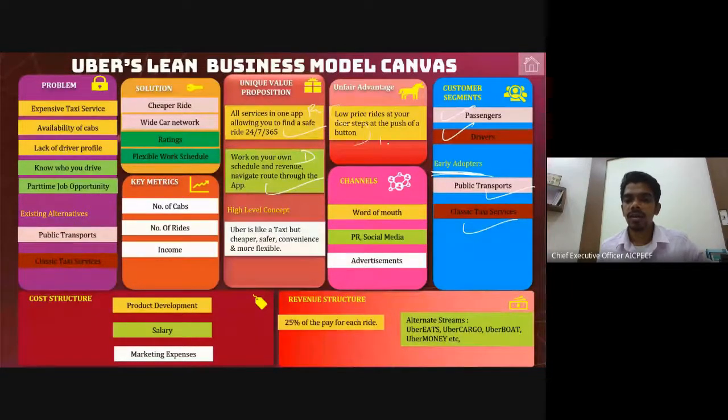Low price rate when compared to other cab service providers. How am I reaching? Word of mouth, PR and social media advertisements. What is the revenue structure? 25% of pay for each ride.